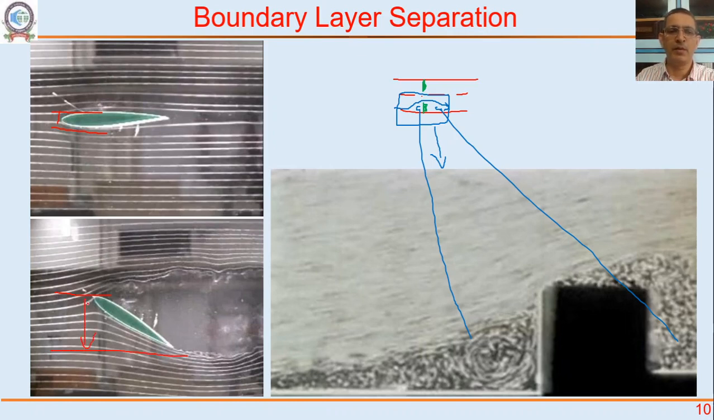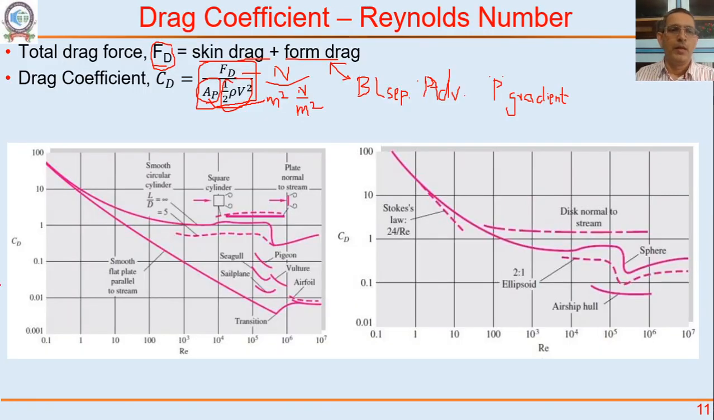This much height multiplied by the width of that wing, perpendicular to the object, perpendicular to the screen. Okay. And just like we have seen, friction factor depends on a parameter called Reynolds number. Same way, the drag coefficient is plotted with respect to Reynolds number. And you see, this is for 2D objects like a cylinder. This is the drag coefficient versus Reynolds number behavior.